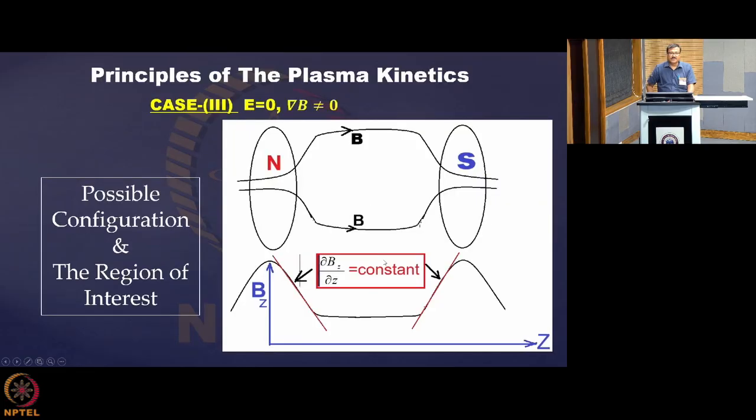So in our next class, we will go for the case when the electric field is 0 but the gradient of the magnetic field is not 0. We will get some very important conclusions in that. So I stop here in this class. In the next class, we will go for the plasma kinetics for the case when the electric field is 0, the magnetic field is not 0, and there is a gradient in the magnetic field. The gradient in the magnetic field plays a very important role in plasma behavior, in devices. It is very necessary and important to understand those configurations. So we will study that in the next class.